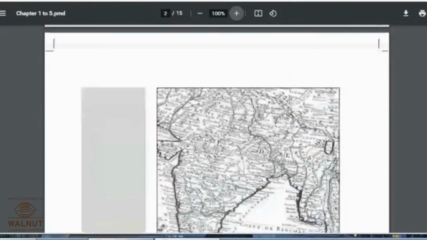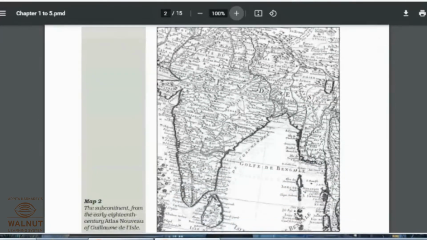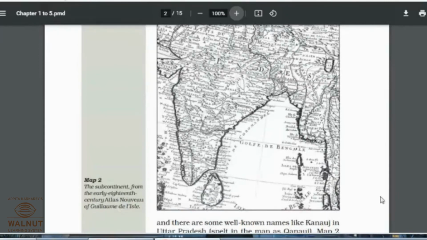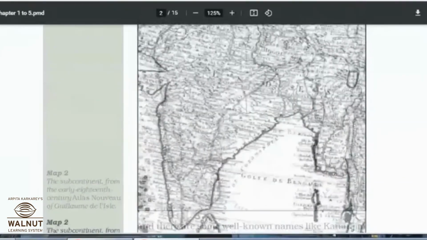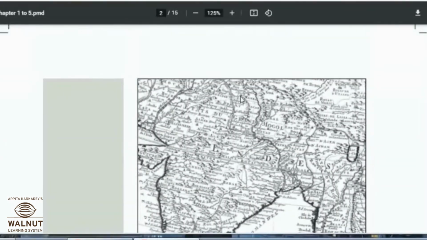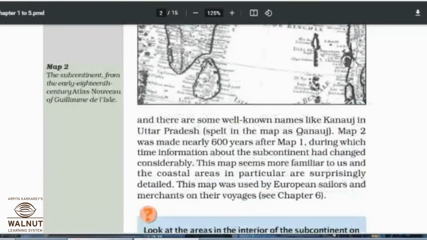Now this is map 2. Okay. And now you can see Sri Lanka in the south, right? And there are some well-known places like Kanauj in Uttar Pradesh. So Kanauj, we will try to find on this, quite a bit difficult thing, right? Okay, you can just observe this. We will not waste time in that because we have hardly 15 minutes more. Okay, but find it out.